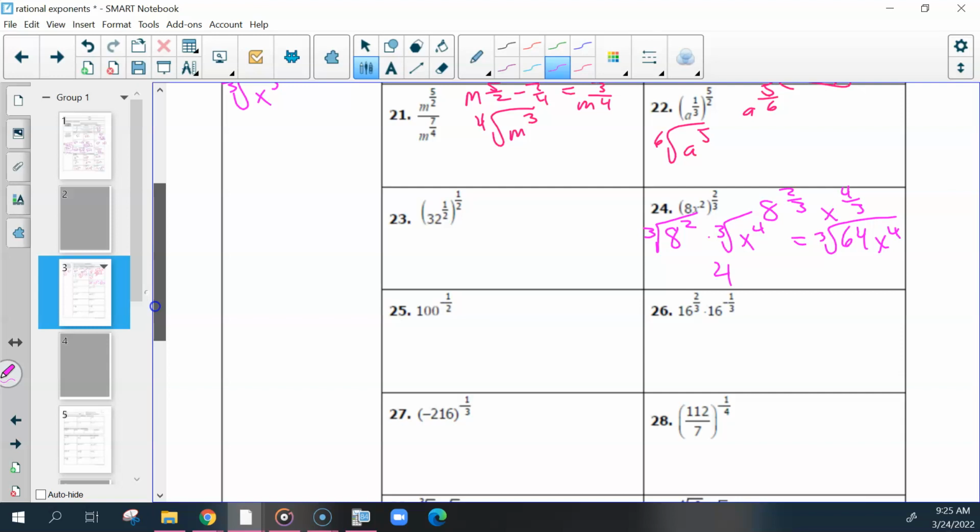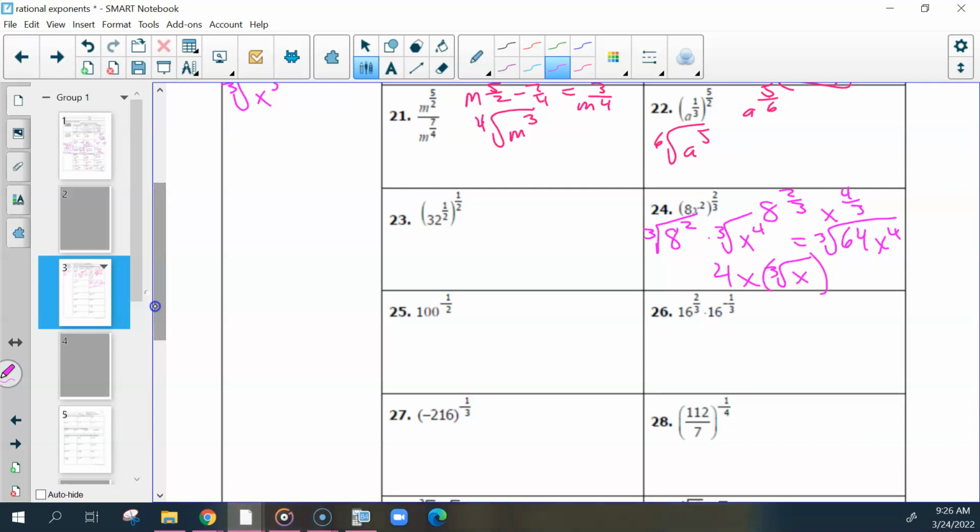3 goes into 4 how many times? Once, with 1 left over. Squared. So again, it's weird to think that 8x squared to the 2 thirds is 4x times the cube root of x. But that's what happens.